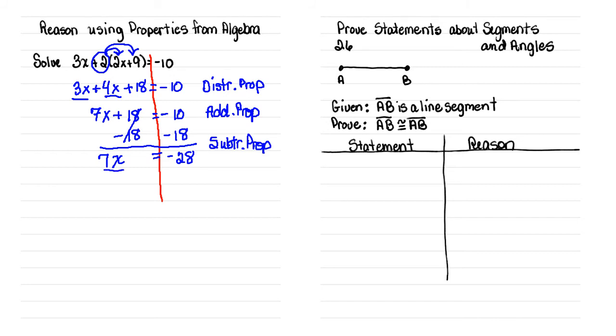All right, now we're going to divide out the 7's. And x is going to equal a negative 4. And we use the division property. Statement, then a reason. And remember, every proof always begins with what you were given.